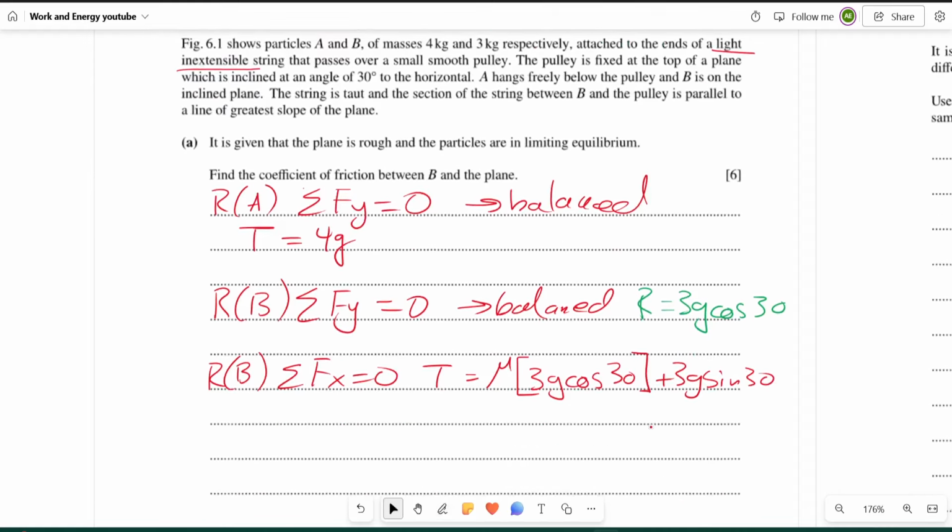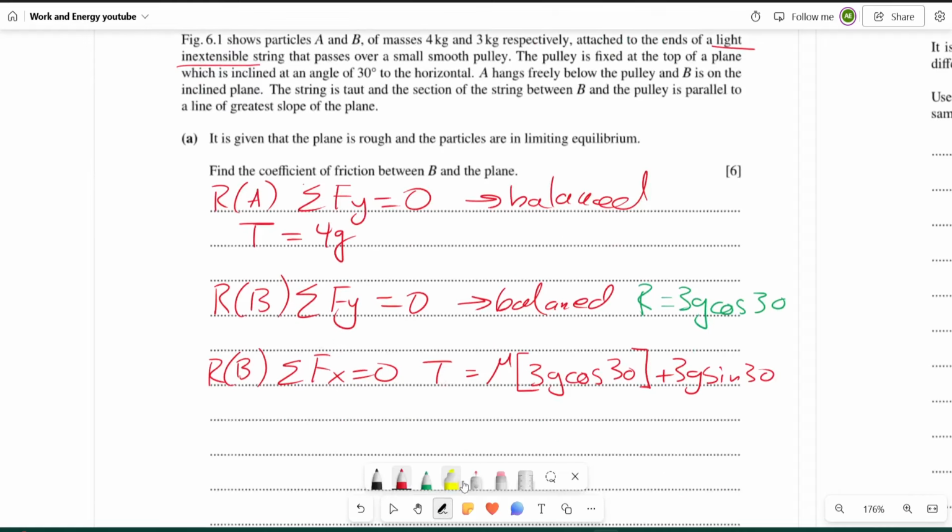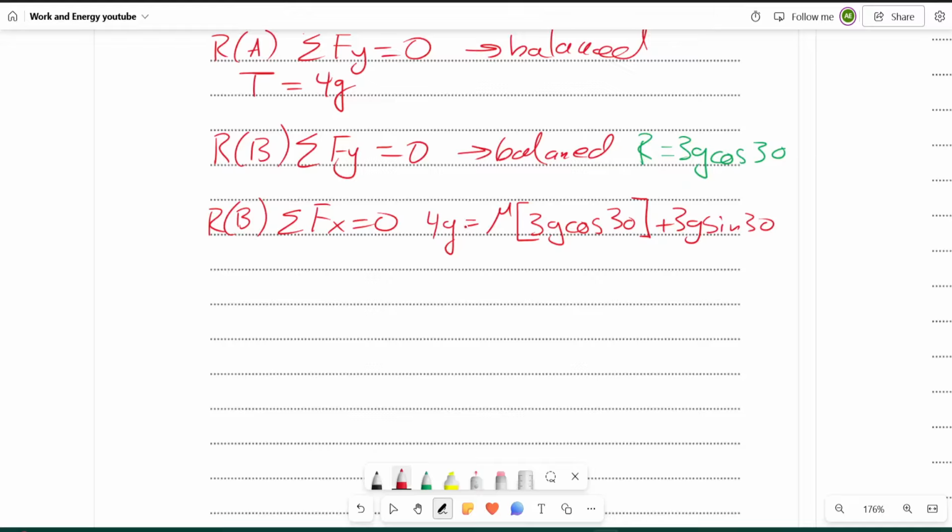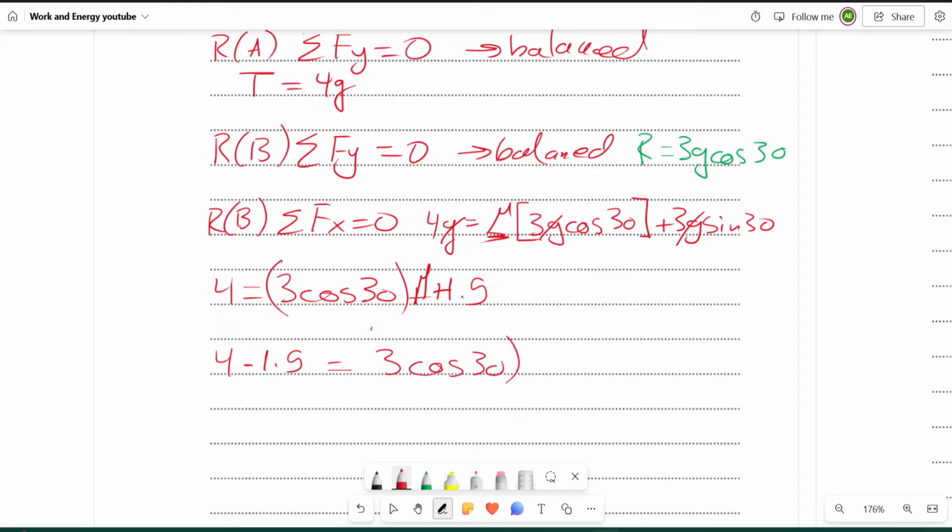So from here, I know that tension is basically 4g. Let me cancel a g from each term. I can say that 4 equals 3 cosine 30 times mu plus 3 times sine 30, which is 3 divided by 2, which is 1.5. So 4 minus 1.5 equals 3 cosine 30 times mu. Forgot this mu.